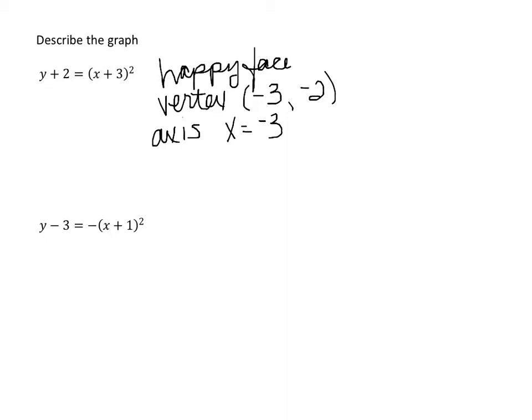Take a look at the next one. The A term is negative 1, so it's a sad face. You can also say opens down because that coefficient is 1. We don't have to give it a fat or skinny. If it had been negative 2, we'd say it's skinny. If it had been negative 1/3, we'd say it's fat. Whole numbers are going to be skinny. Fractions are going to be fat.